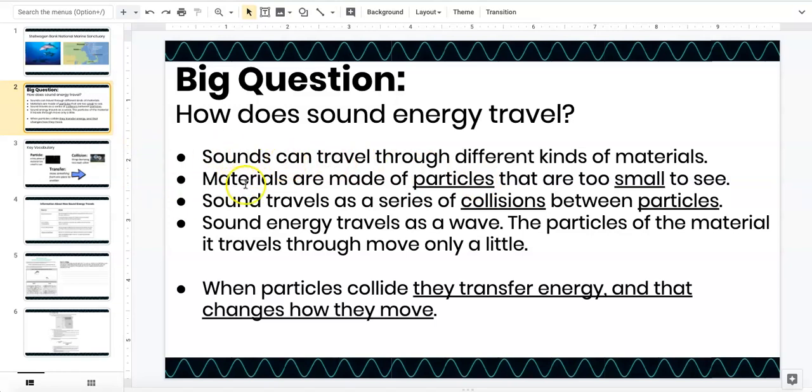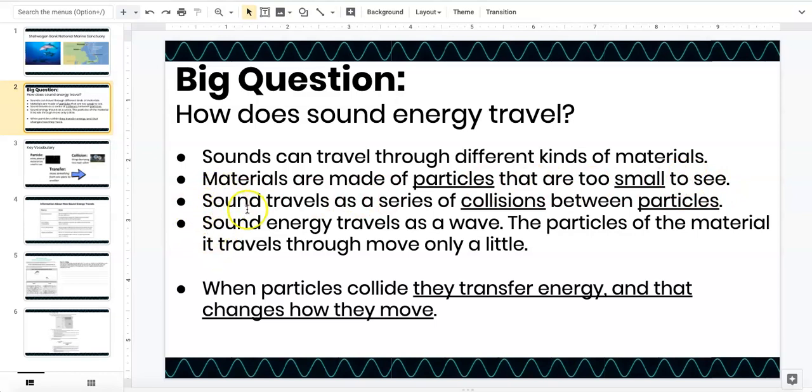We also learned that materials are made of particles that are too small to see. In our simulations, we have played around with sound waves and we were able to see those orange dots, which we know represent the particles. We were able to see those particles moving around in our simulation, but we know because they are too small, even though the particles are around us every day, we can't see them because they are too small.